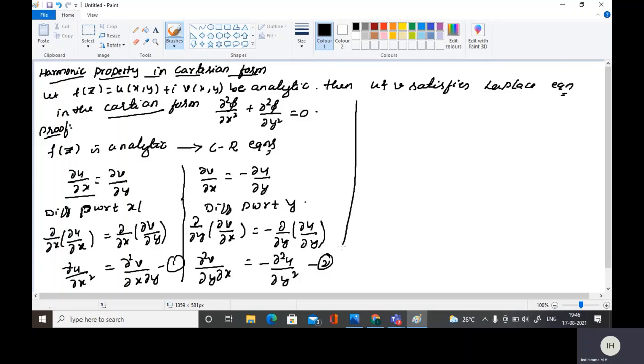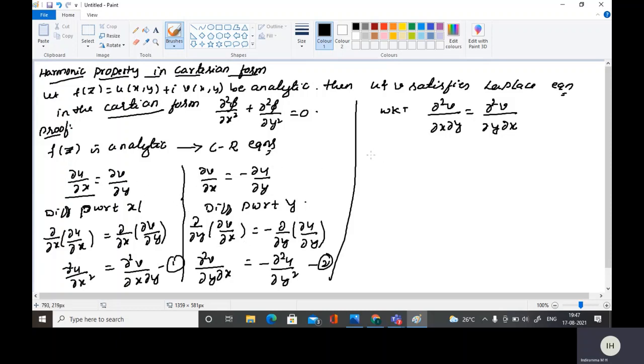We know that ∂²v/∂x∂y is equal to ∂²v/∂y∂x. That means if you differentiate the given function partially with respect to x first, then with respect to y, you will get the same answer as differentiating the analytic function v partially with respect to y, then with respect to x. Both are the same.